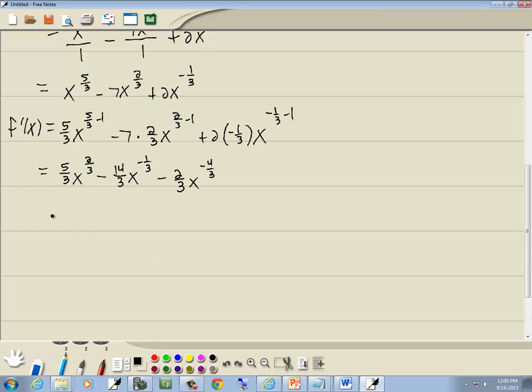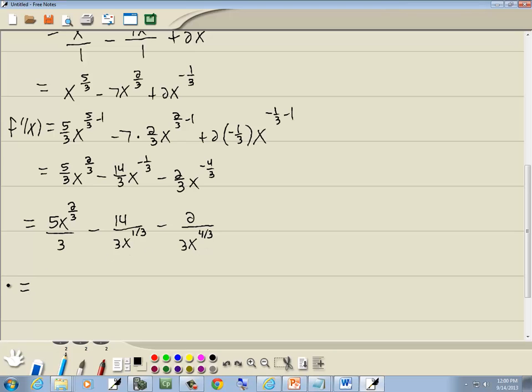Now we don't want negative exponents. We want to take those back down to wherever they were. This one here, the x to 2/3, I can just put that up on top, and 3 there, minus 14, and I'll take this x to negative 1/3 downstairs and it becomes x to the positive 1/3, minus 2 over 3x, and I'll take that negative 4/3 back down to the bottom, like that. Again, you move anything opposite where it's at in a fraction, the sign of the exponent changes.